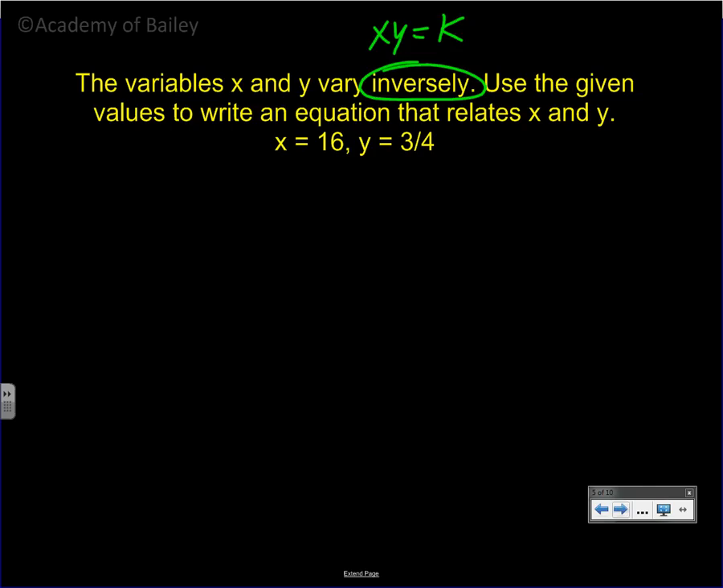Okay, so we need to figure out what k is before we can write an equation, because all equations need to have x and y in it. So let's look this up. x times y is equal to k. x is 16, y is 3/4.